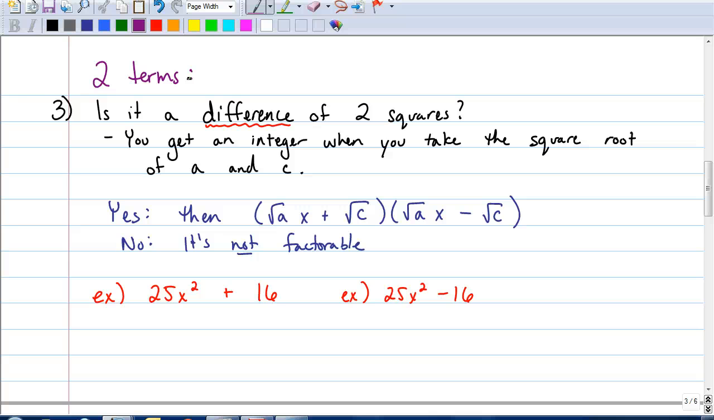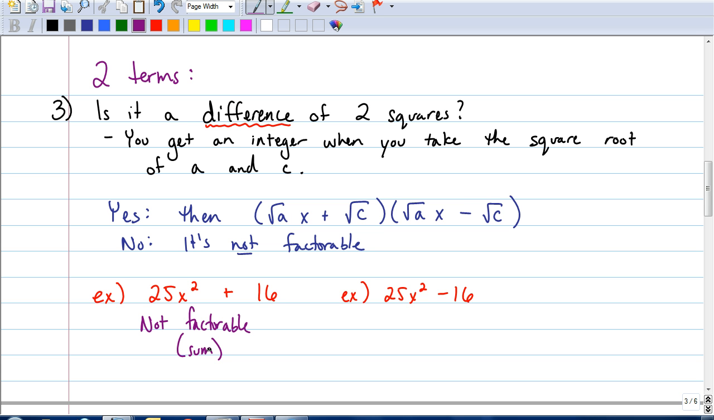So let's look at these 2 examples. Here we have 25x squared plus 16, and then the other one is 25x squared minus 16. Well, the first one is not factorable. And the reason why is because it's a sum of 2 squares, not a difference of 2 squares. So we can't do anything with it.